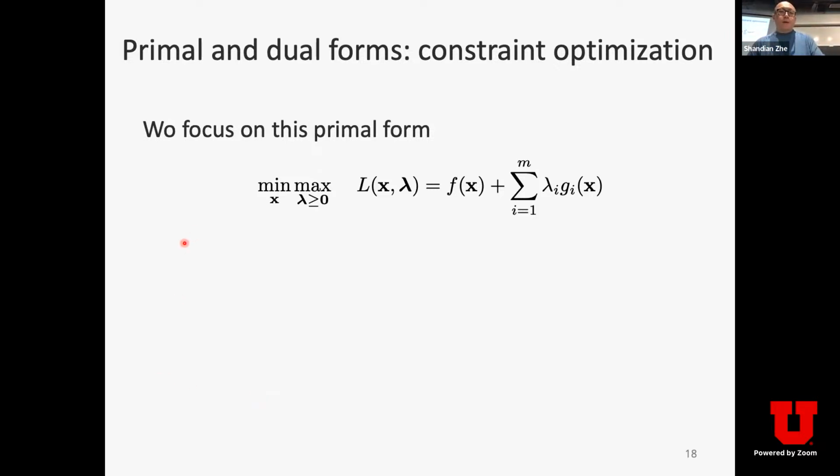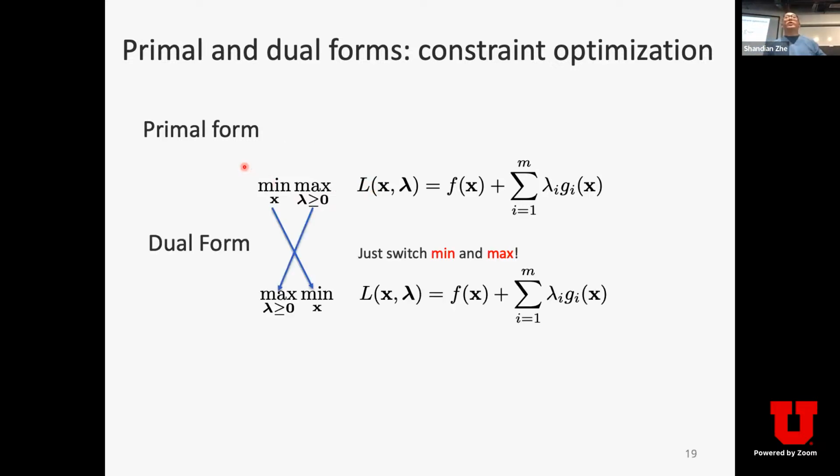So we call this minimax optimization over the Lagrange function the primal form. And the dual form is just to switch the order of the min and max. Namely, in the inner level, I minimize the Lagrange function with respect to X. Then in the outer level, I maximize the Lagrange function with respect to non-negative multipliers lambda. This is called the dual form.